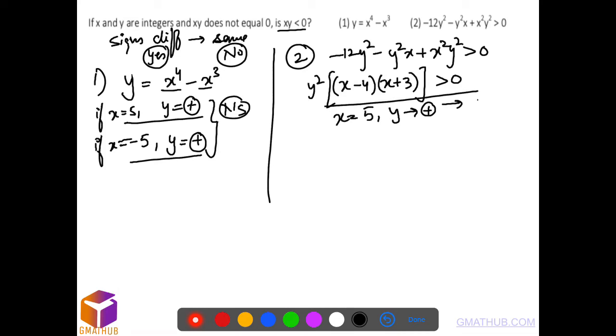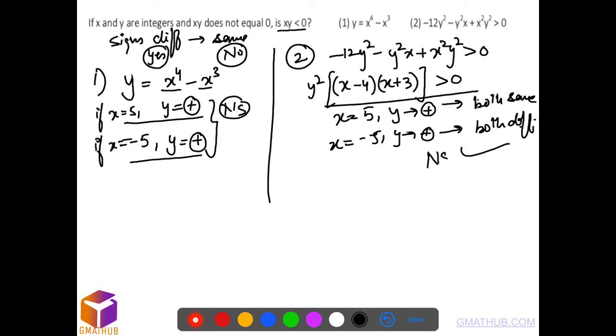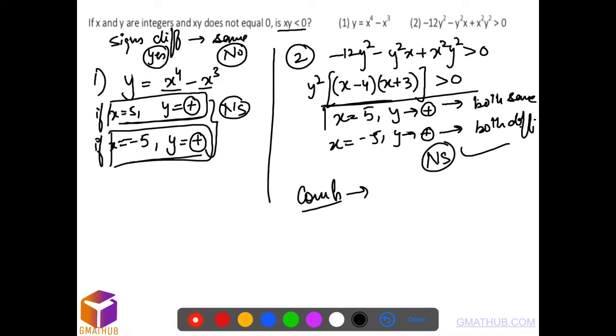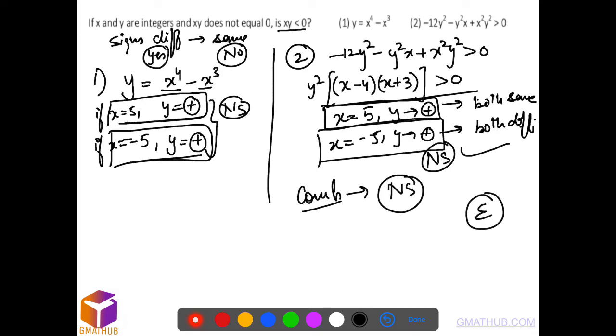So that will be both positive case, both signs same. And x is equal to minus 5, y some positive number. In this case, both signs are different. This will also satisfy, not sufficient. Even if we combine them, same set of values or same cases satisfy both the statements. So even combination is not sufficient, E will be our answer.